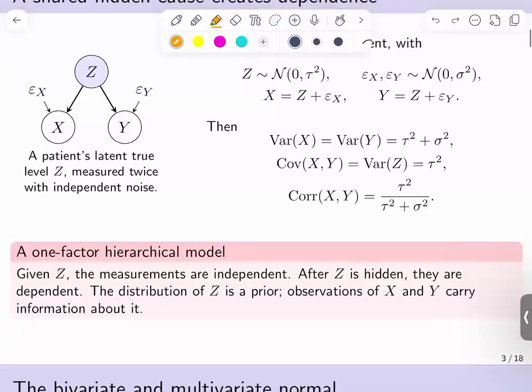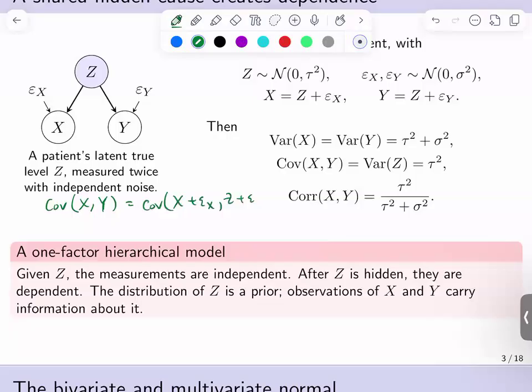But if this is the linear case, we could easily compute the covariance, for example. I can compute the covariance of X and Y. Anyone know how to compute the covariance of X and Y? There's an easy way of doing it. So if I want to compute this, I get the covariance of X plus epsilon X and Z plus epsilon Y, right? Anyone remember how to do this? Sorry, this is Z.